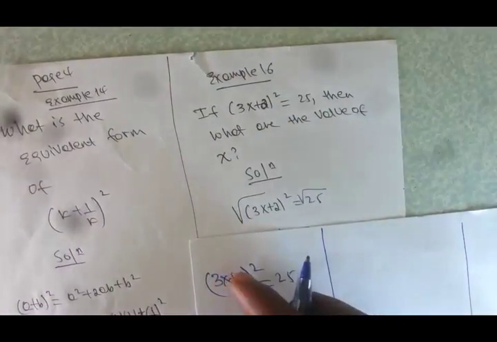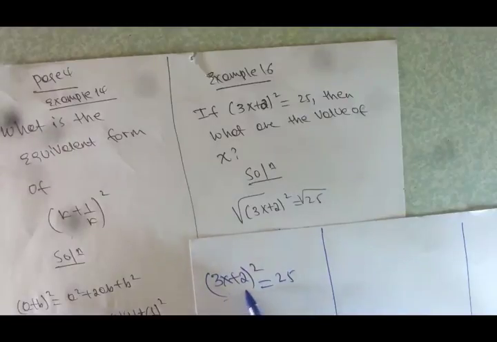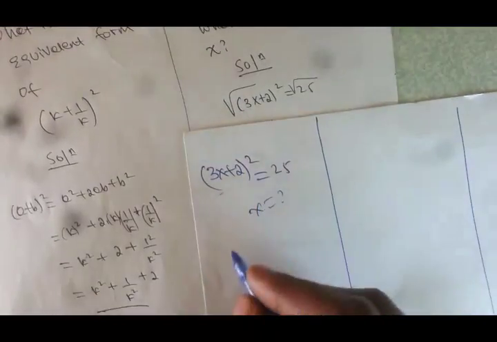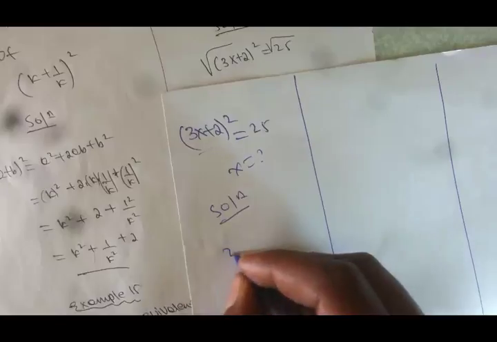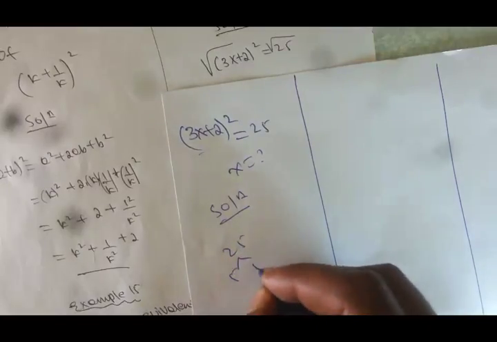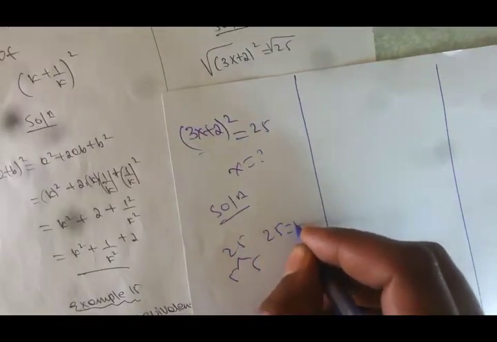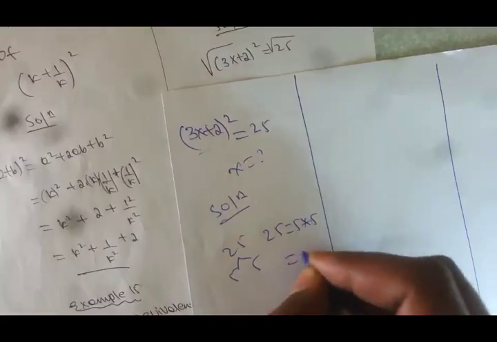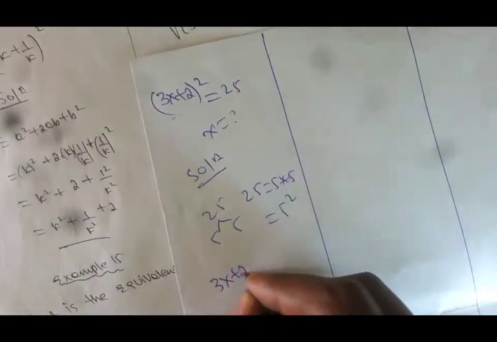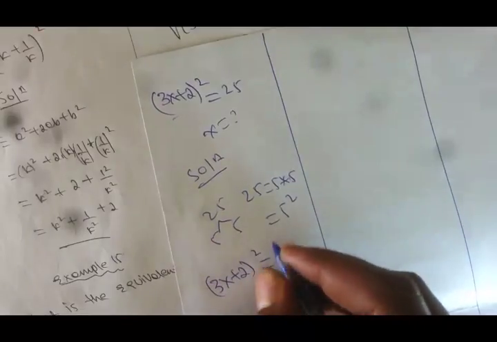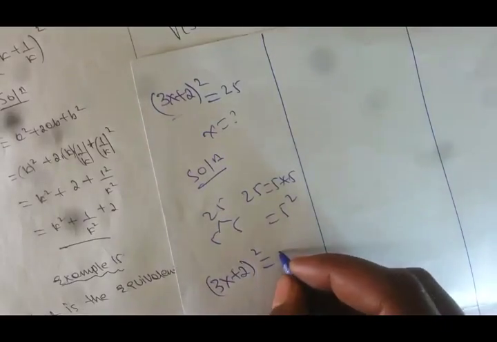Example 16 is given: if 3x plus 2 the whole square is equal to 25, then find the value of x. Solution. The first thing that we must do is factor 25. Yes, 25 can be factored by 5. Therefore, 25 can be written as 5 times 5 or 5 square. Therefore, 3x plus 2 the whole square is equal to 5 square. 25 can be written as 5 square.